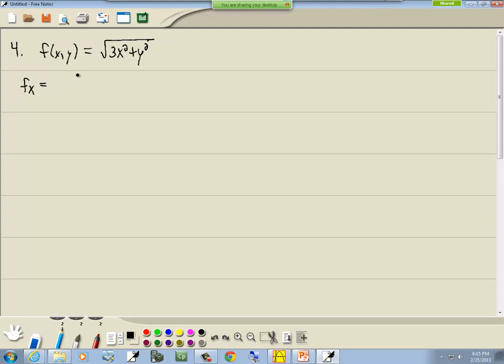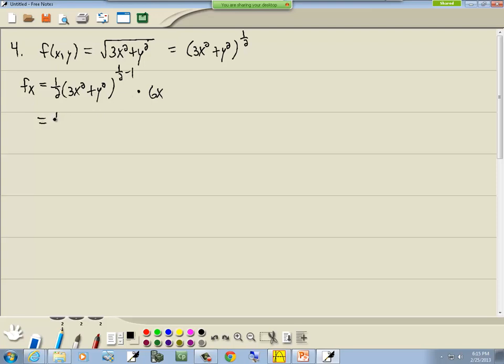So partial with respect to x. Remember, this is the same as (3x squared plus y squared) to the 1/2. And we've got parentheses to a power, and it's always the same. You take the power, put it out in front. What's inside your parentheses remains as is. You lower your power by 1. So we've got 1/2 minus 1 times the derivative of what's inside the parentheses with respect to x, because we're taking the partial with respect to x. So the derivative of that gives us 6x.